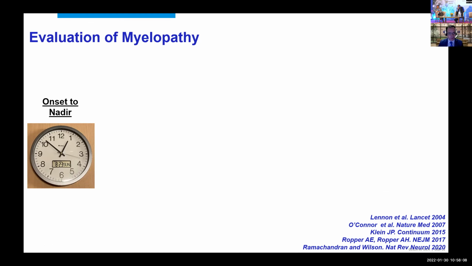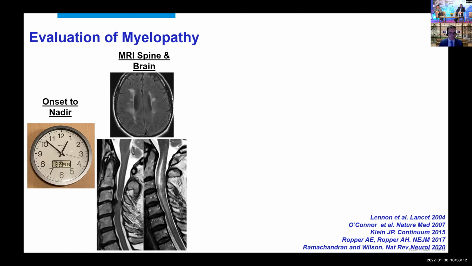So one of the most important things is getting a good history of the onset of symptoms. We also use MRIs of the brain and spine when we're evaluating myelopathy. And the first step in evaluating myelopathy is to exclude an extrinsic cause. Here we see degenerative disc disease and compression of the spinal cord, which is a spinal neurosurgical emergency. So we always want to identify that early on.